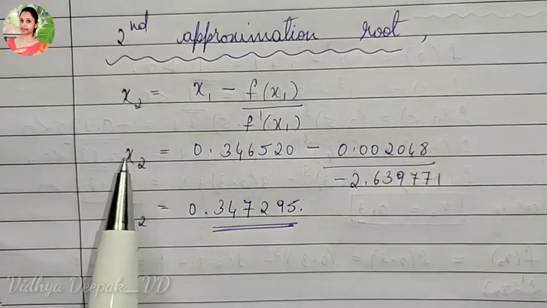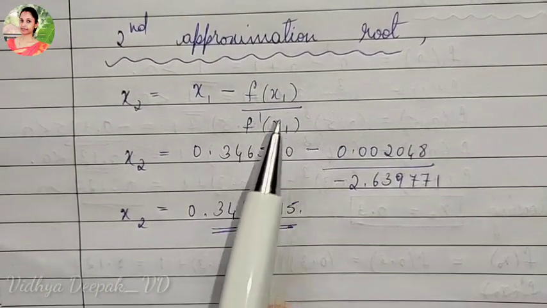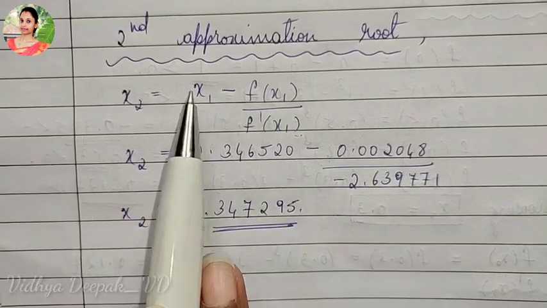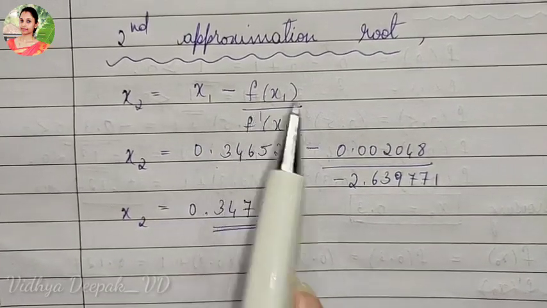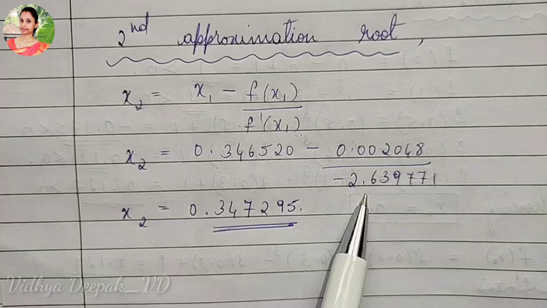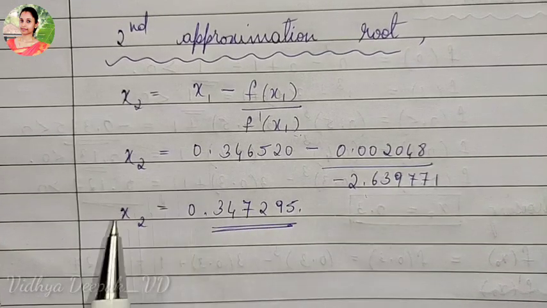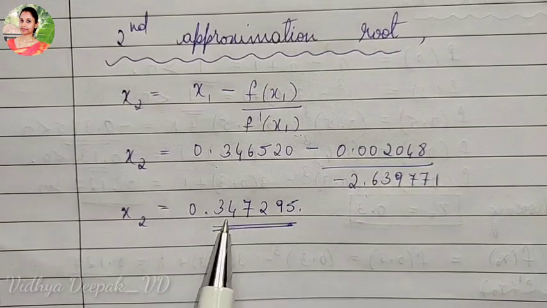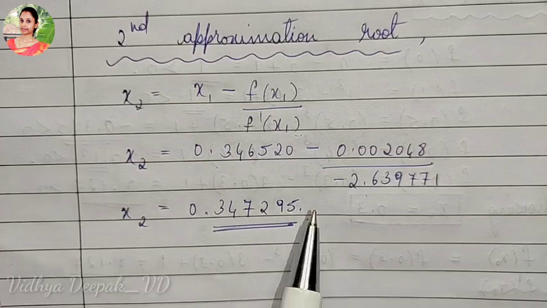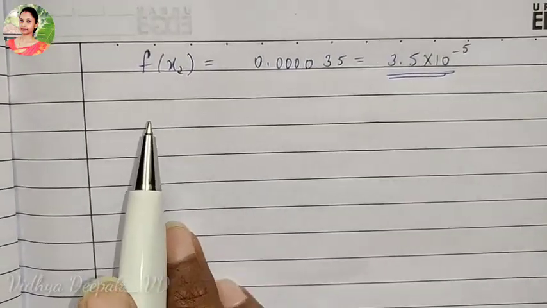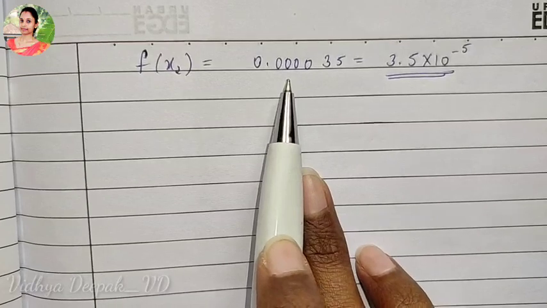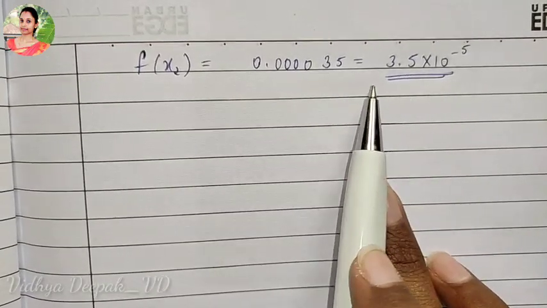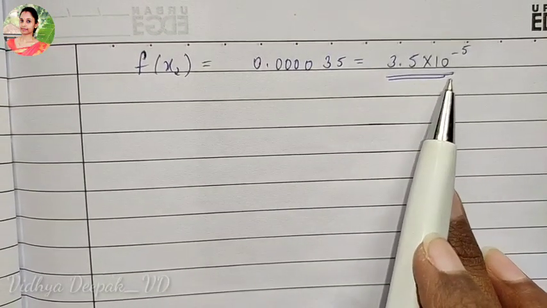Our second approximation is x2 is equal to x1 minus f of x1 divided by f dash of x1. Substituting the x1 value, f of x1 value, and f dash of x1 value, I get this. Simplify this, I'll get the x2 value to be 0.347295. Now finding f of x2, we get 0.000035, which is equal to 3.5 into 10 to the power of minus 5.